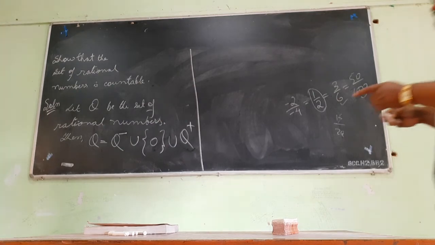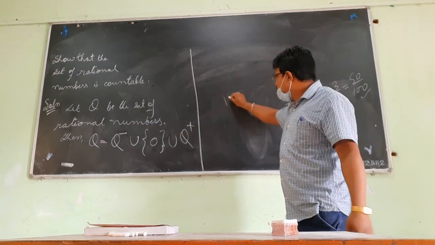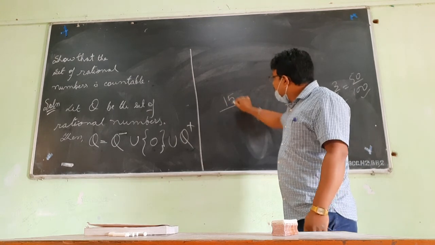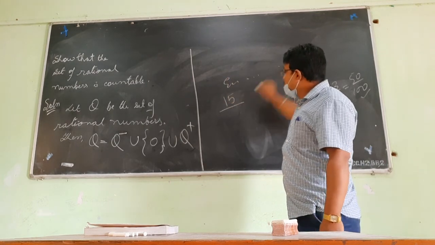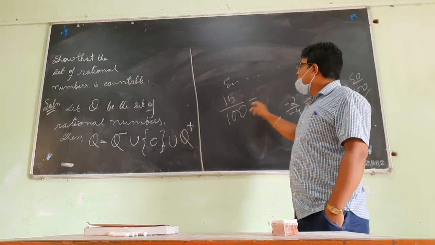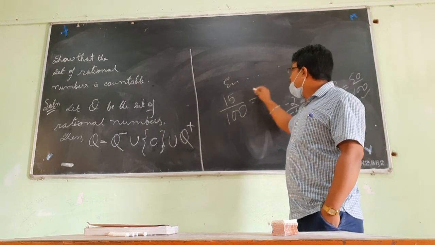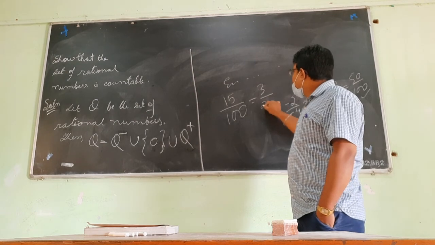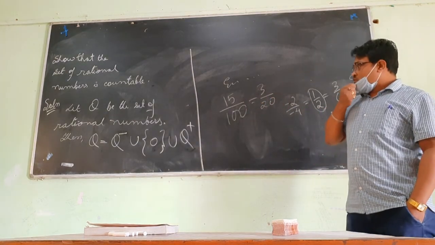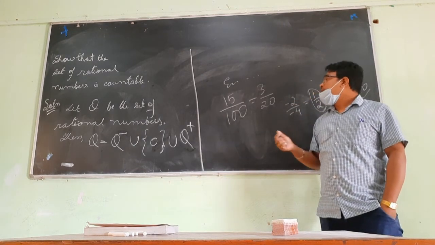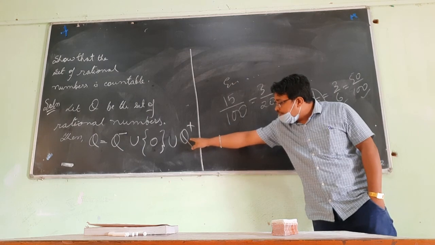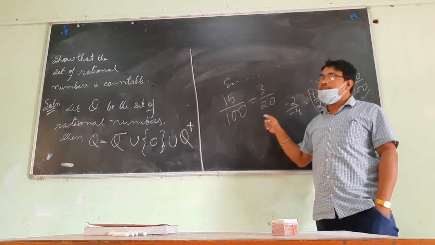So you can go home and see any book. Here it is: express the fraction in simplest form. So 15 by 100. These types of problems are given. What we do is cancel the common term. 5 times 3 is 15, 5 times 20 is 100. So 3 by 20 is the simplest form of this rational number. We will use that concept. We will express every element in this Q plus in the simplest form.